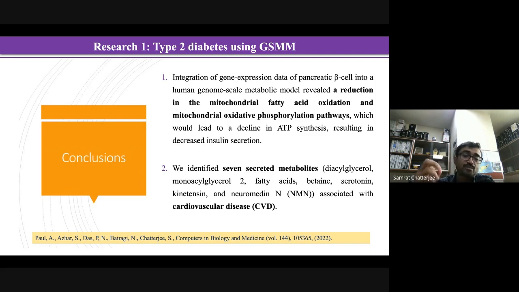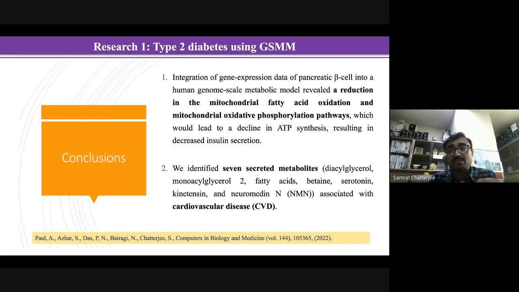There is a problem that started with one organ, but then starts spreading to the other organs. And as I told you, as a secondary complication to diabetes, cardiovascular disease is a major one. So this could probably give a link that, okay, these are the 7 metabolites which we predicted, not observed, to get increased in the diabetic patient, and they can cause this disease. So we have published this one, and all the details are given there.